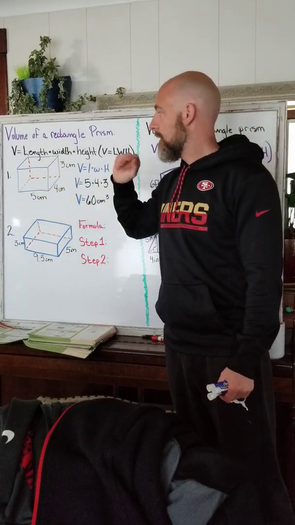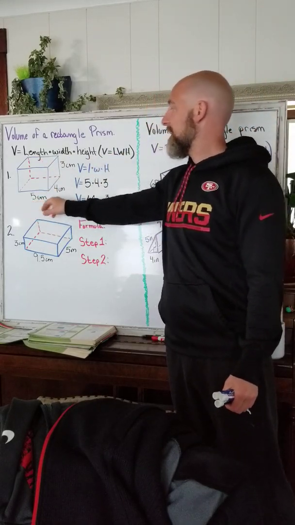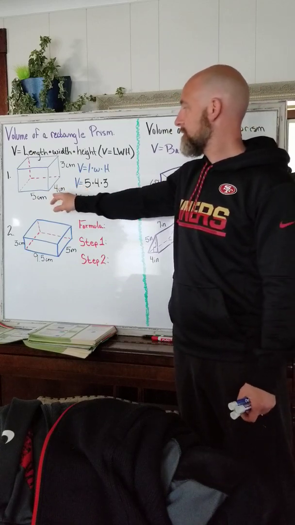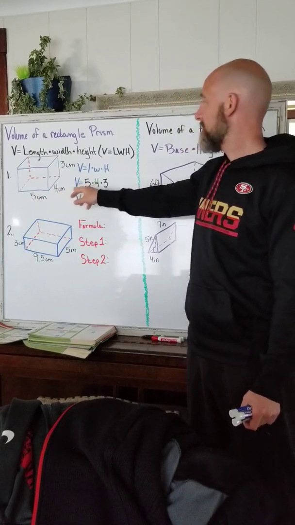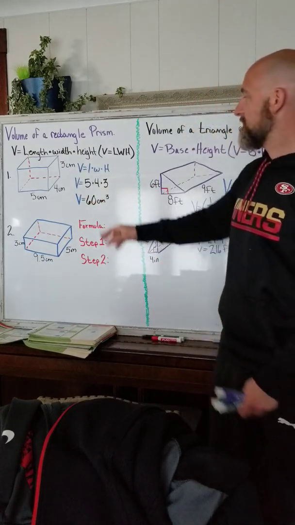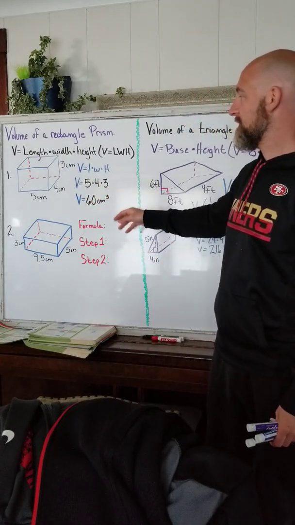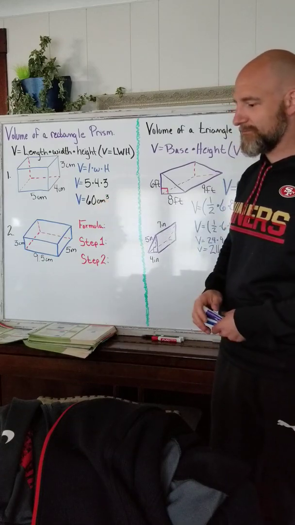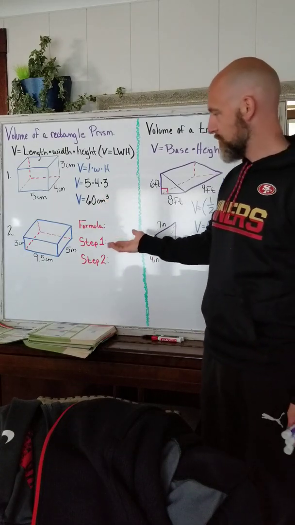Find the length would be 5 centimeters. The width would be 4 centimeters, and the height would be 3 centimeters. So you take 5 times 4 times 3, and that equals 60 centimeters. All right, go to number 2.